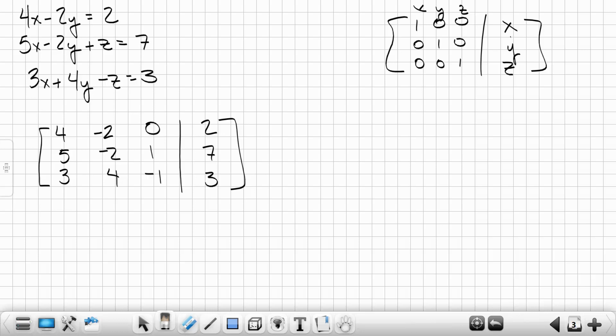I can multiply. I can add rows together, but I can't add something to a row. You can multiply a row by something, but you can only add rows together. So let me do one of them for you, Josiah.